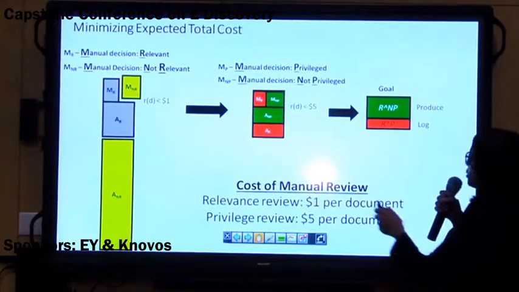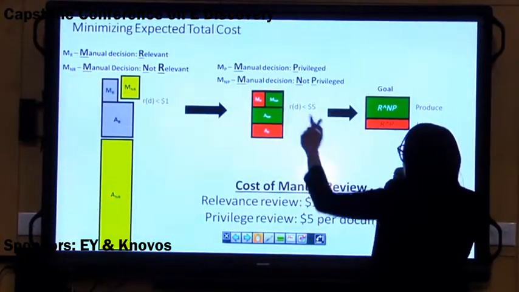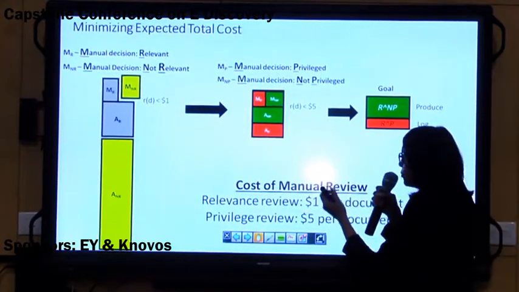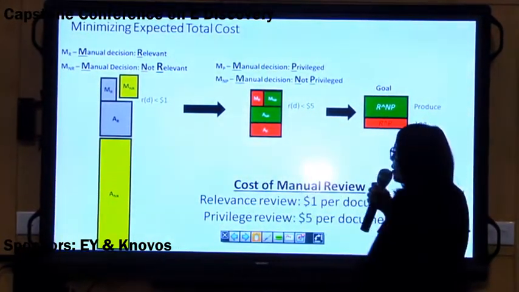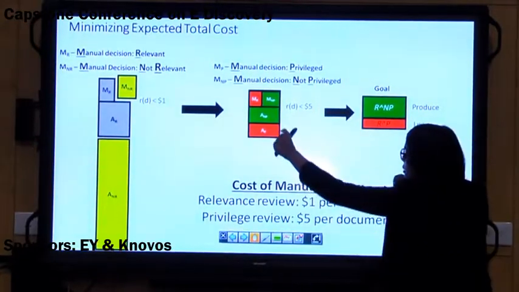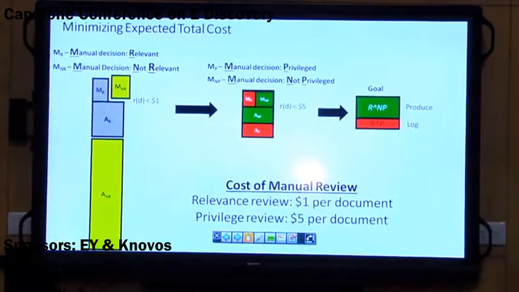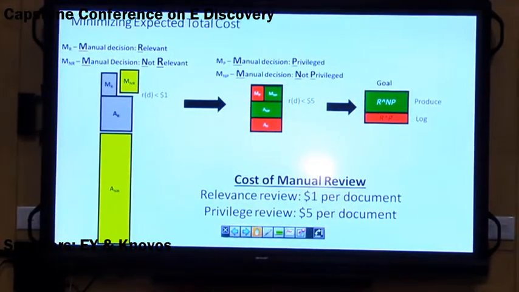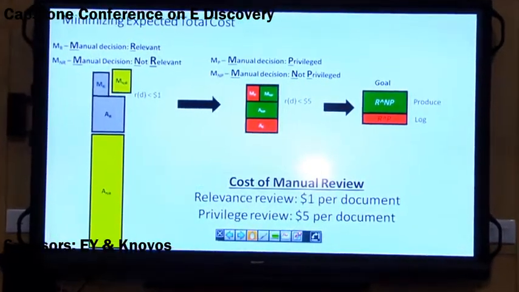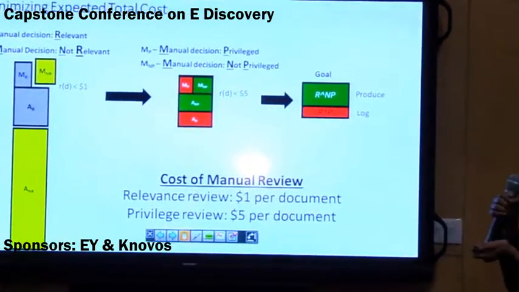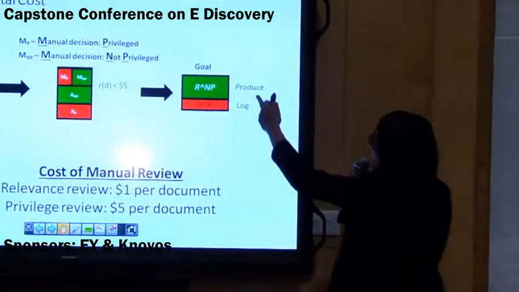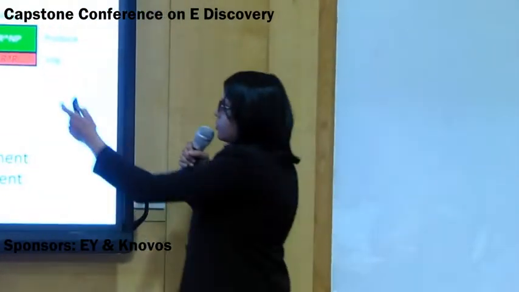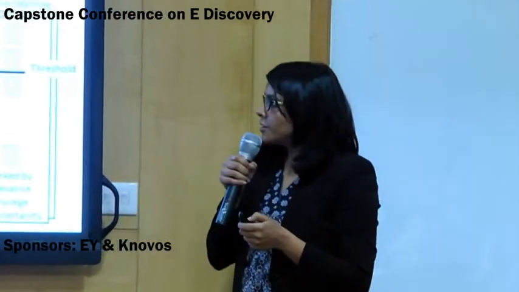And similarly, you do the same thing for privilege, and you save reviewing all the documents for A of NP and A of P, because you only review the documents which are not privileged, because for the privileged ones, you think that the system is right and do not review it. So finally, produce the ones that are relevant and not privileged, and log the ones which are relevant and privileged.